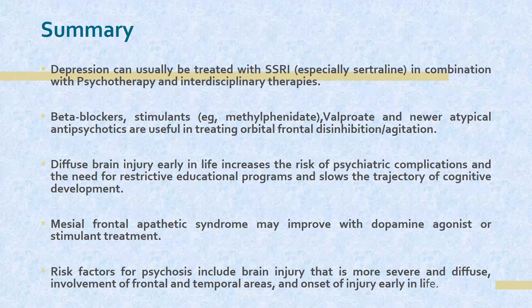Diffuse brain injury in early life increases the risk of psychiatric comorbidities, and need for a restrictive educational program slows the trajectory of cognitive development. Mesial frontal apathetic syndrome may improve with dopamine agonist and or stimulant treatment. Risk factors for psychosis include brain injury that is more severe and diffuse, involvement of frontal and temporal area, and onset of injury in early life.